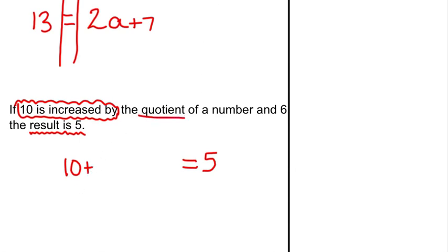A quotient. That's one of the vocabulary words that we learned at the beginning of the year. You have to know that quotient means division. Quotient is the answer to a division problem. So I need to divide something. And what am I dividing? A number and 6. What number? Doesn't matter. Let's pick R. R divided by 6. So let's see if this makes sense. 10 is going to be increased by the quotient, answer to a division problem, of a number and 6, and the result is 5. Yep. All that works out, so we're good to go.